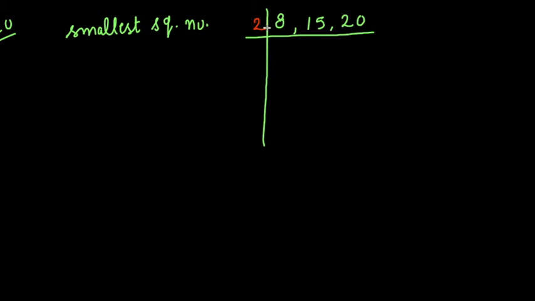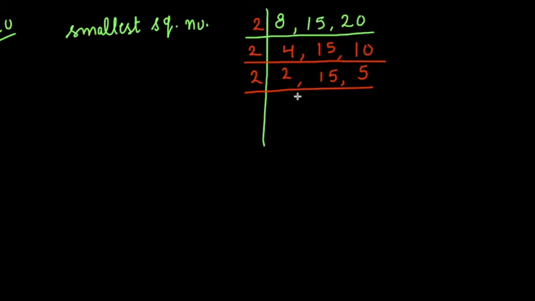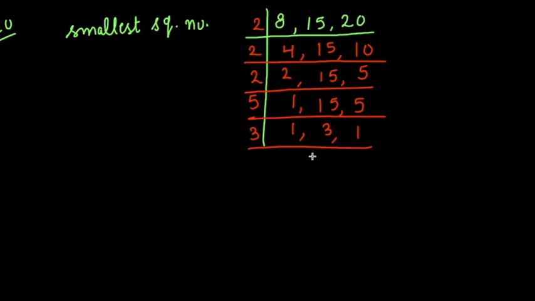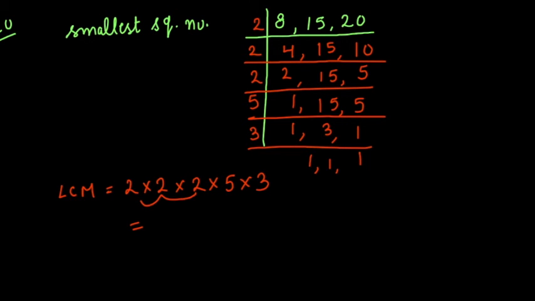Okay, so it gives you 2 4s are 8, then 15 as it is, 2 10s are 20. Going further, it is 2 2s are 4, 15 and 5. If I again do it, 2 1s are 2, 15, 5. Now this one as it is, 5 3s are 15 and 5 1s are 5, and this can be your 3. Right? So if I write the prime factorization, what I am getting is LCM as 2 into 2, then 2 into 5 into 3, which is equal to 2 2s are 4, 4 2s are 8, 8 5s are 40 and 40 3s are 120.